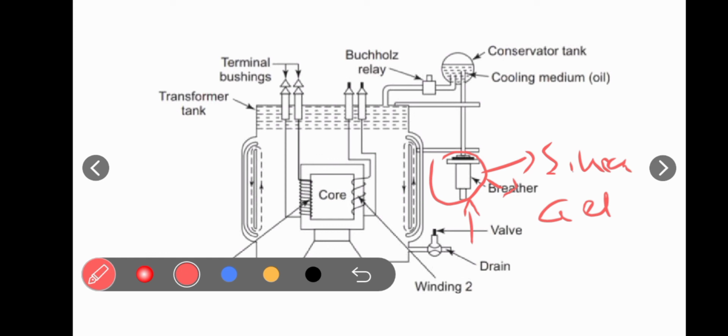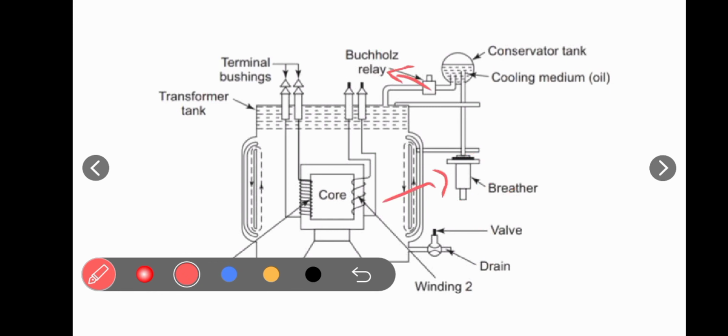And so the Buchholz relay is always placed between the main tank and the conservator tank. So the function of the Buchholz relay is to protect the transformer from explosion. So when the temperature increases, the Buchholz relay gives an alarm to the personnel and the transformer is disconnected from the supply.